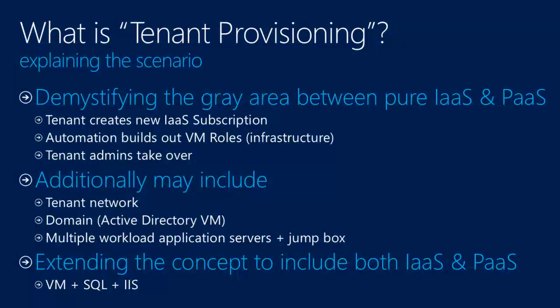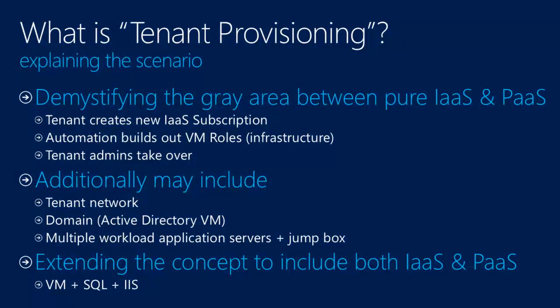So the tenant creates a new IaaS subscription. They've already signed up. They say, this is the plan I want. The automation builds out the set of VM roles or the infrastructure, and then the tenant admin takes over from there. They can log in, they could turn things on, they can go into the VMs or offer them up on the internet or on their intranet based on whatever they want to do there.